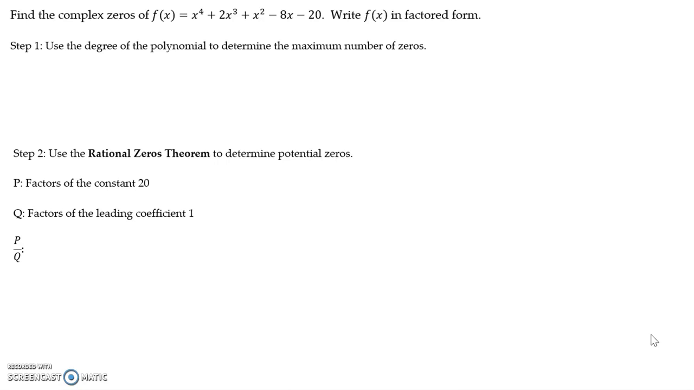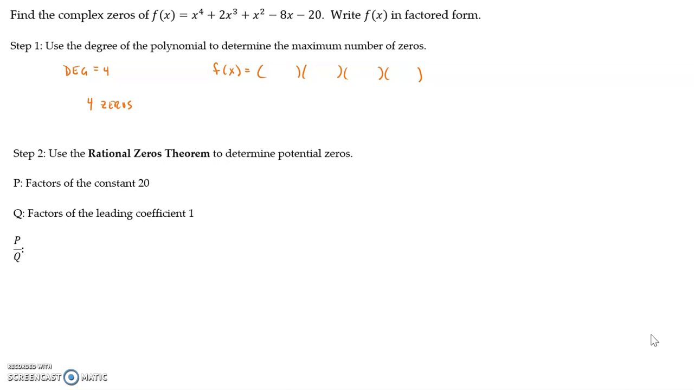So let's go ahead and start with the degree. Our highest exponent on this polynomial is a degree of 4. So that means that when we're going to be factoring this polynomial, we're going to be looking for a total of 4 sets of parentheses and 4 zeros. So let's go on to step 2.